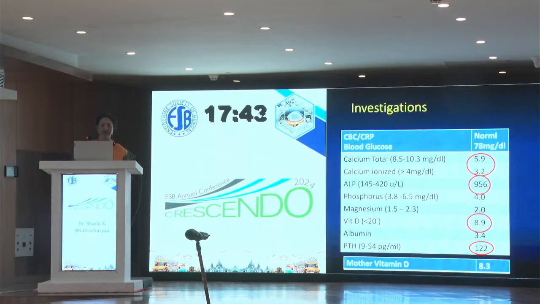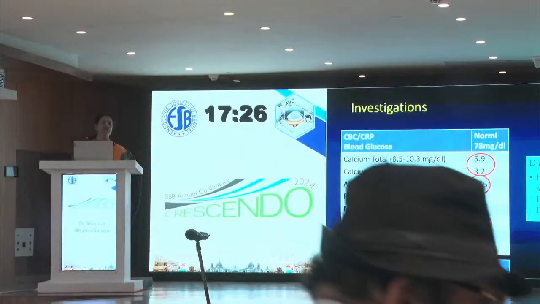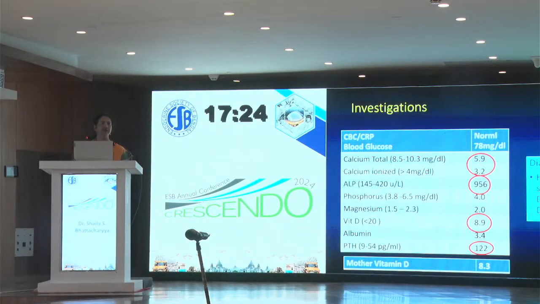We got the vitamin D, which was 8.3. So I think somebody already told the diagnosis, hypocalcemic seizures secondary to vitamin D deficiency, both in the child, which is reflected because mother also had vitamin D deficiency. These are the most common cases what we see in our day-to-day practice, rather than pseudohypoparathyroidism or DiGeorge syndrome.